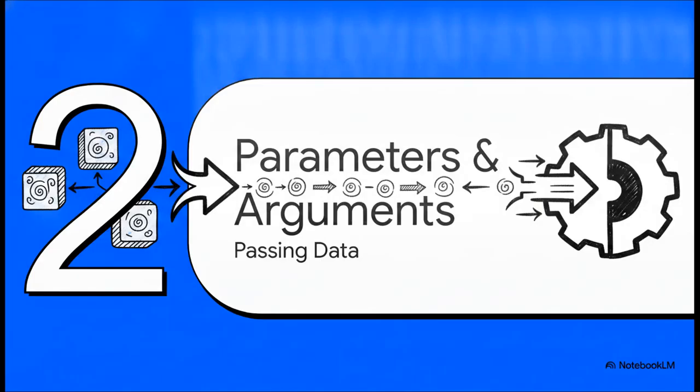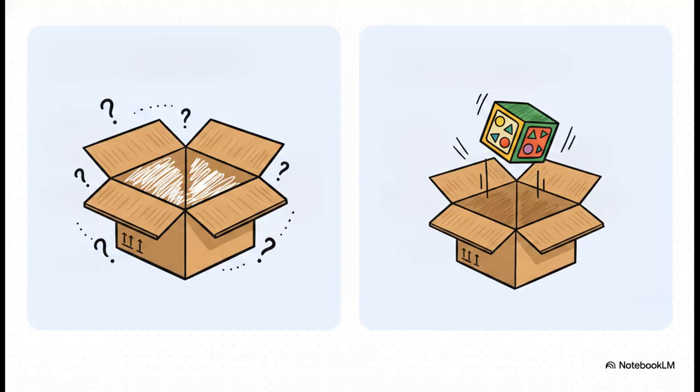That brings us smoothly to Section 2, parameters and arguments, and how we pass data. Now that we have these great reusable blocks of code, we obviously need a way to pass data into them. I want to make these distinctions crystal clear.